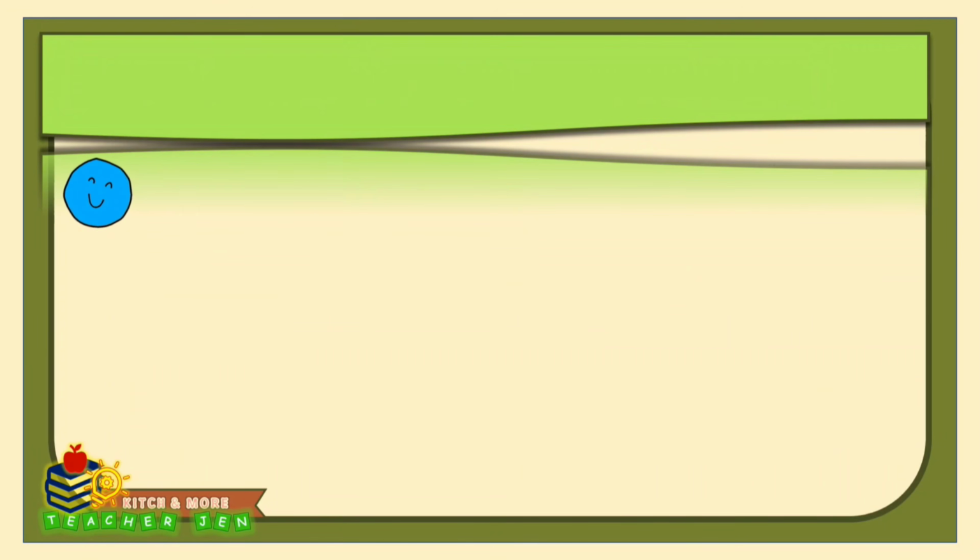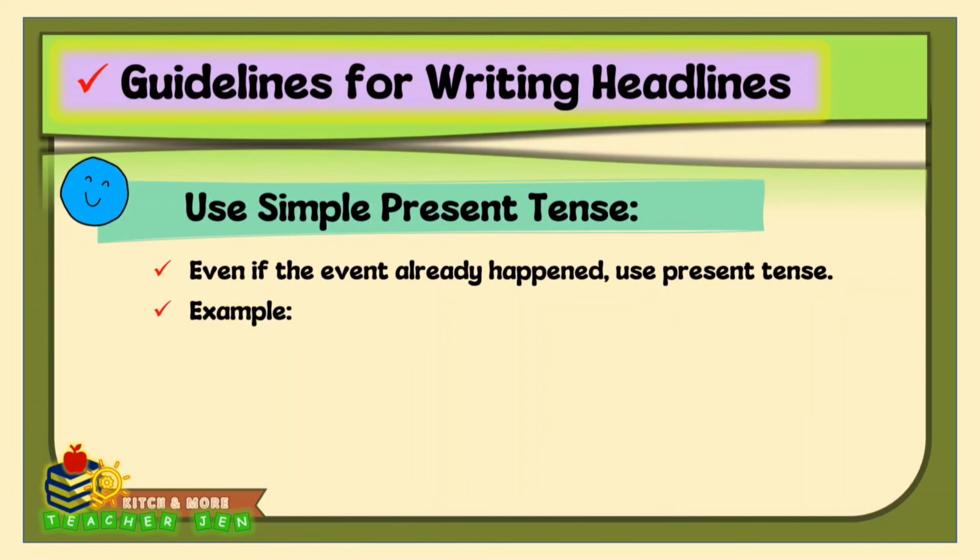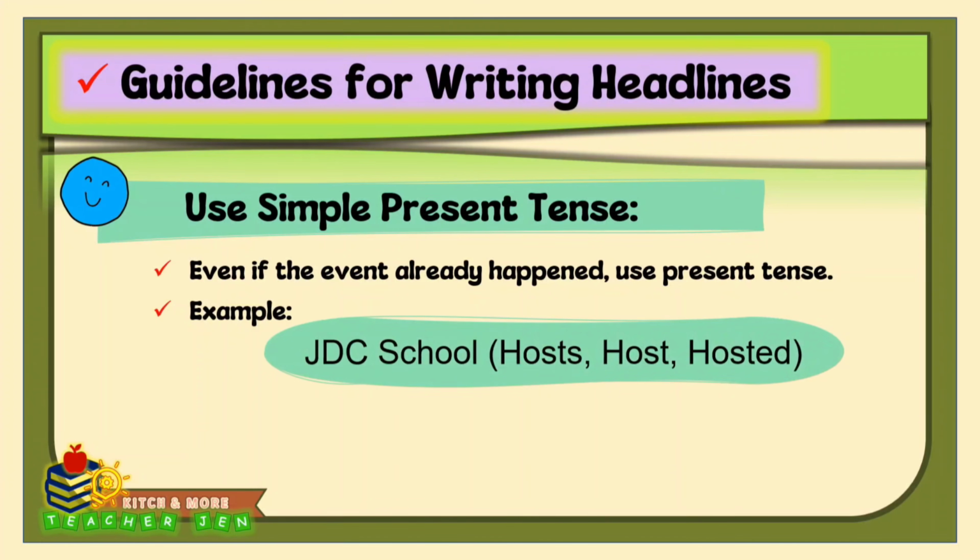The next guideline is to use the simple present tense. Even if the event has already happened, we use present tense to make the headline more direct and engaging. Let's take a look at this example and figure out which verb is correct. For example, JDC School hosts, host, or hosted. Let's study this before giving the answer. We have 3 verbs to choose from.